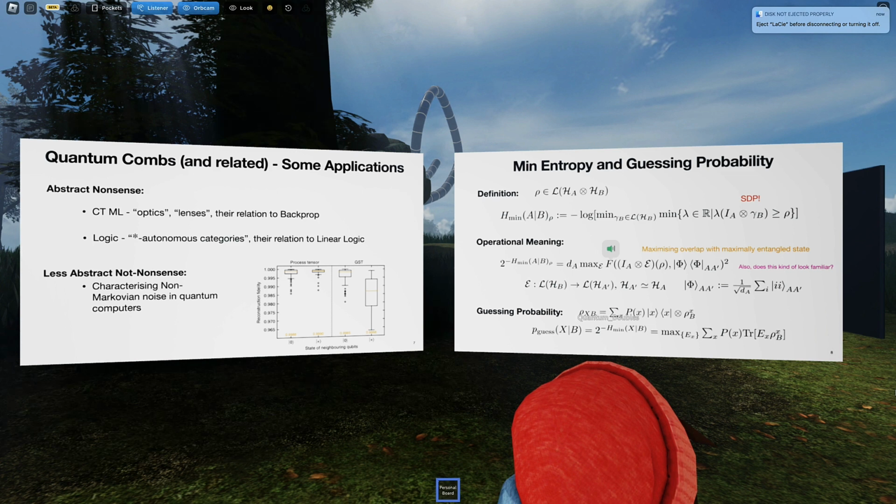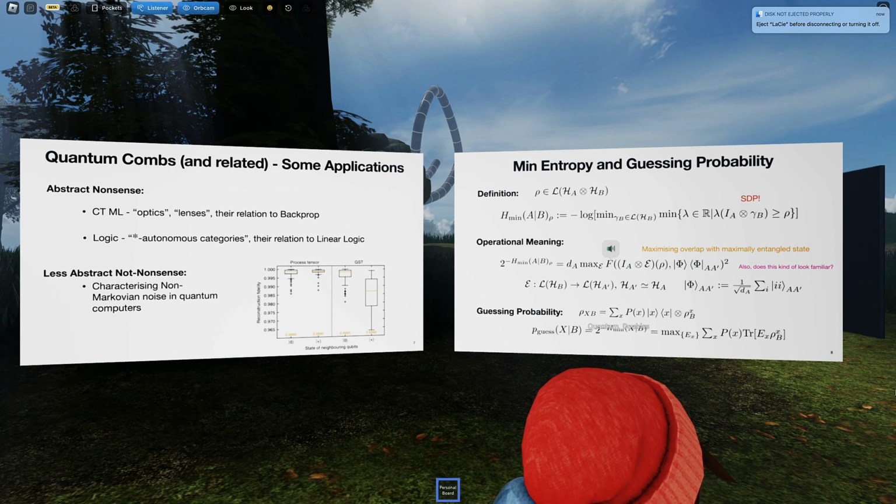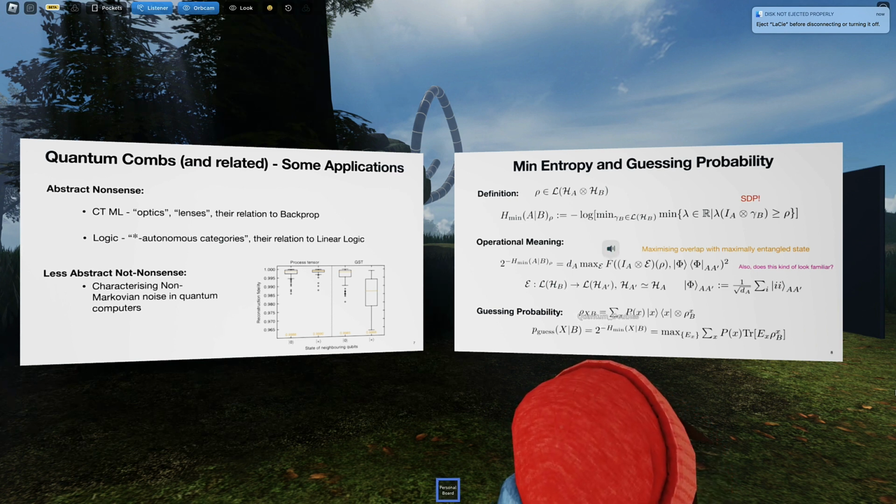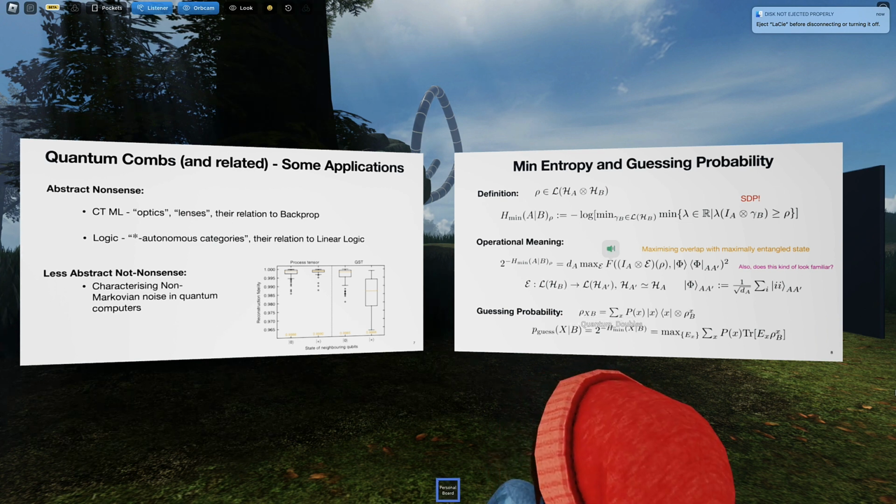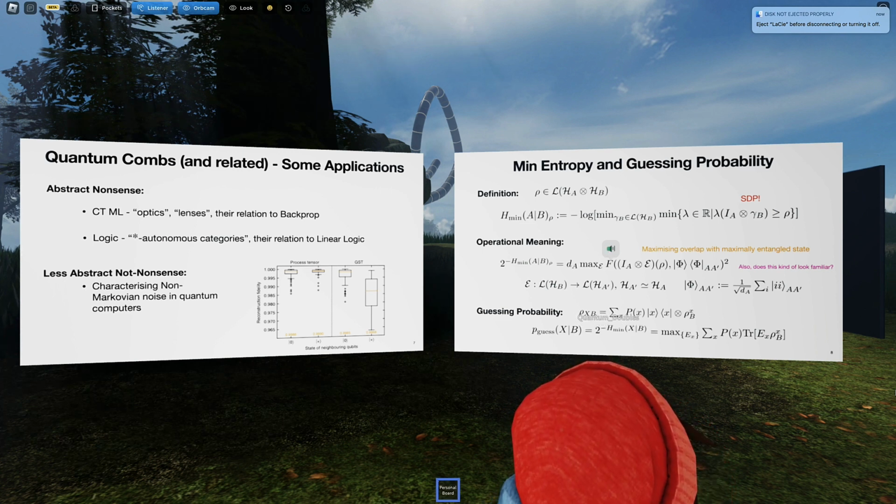We have some bipartite state, and we're essentially trying to find out information about one of the systems, HA, by interacting with the other one only, HB. So the definition of the conditional min entropy, the minus logarithm of this minimum thing, is maybe not so easy to interpret in that form. It's nice because this can be formalized as a semi-definite program, so it's amenable to computational approaches.